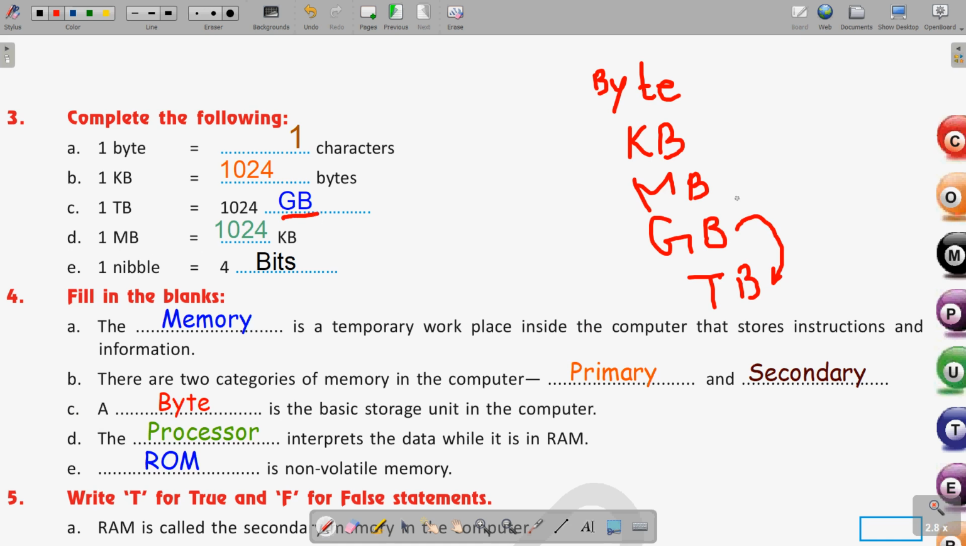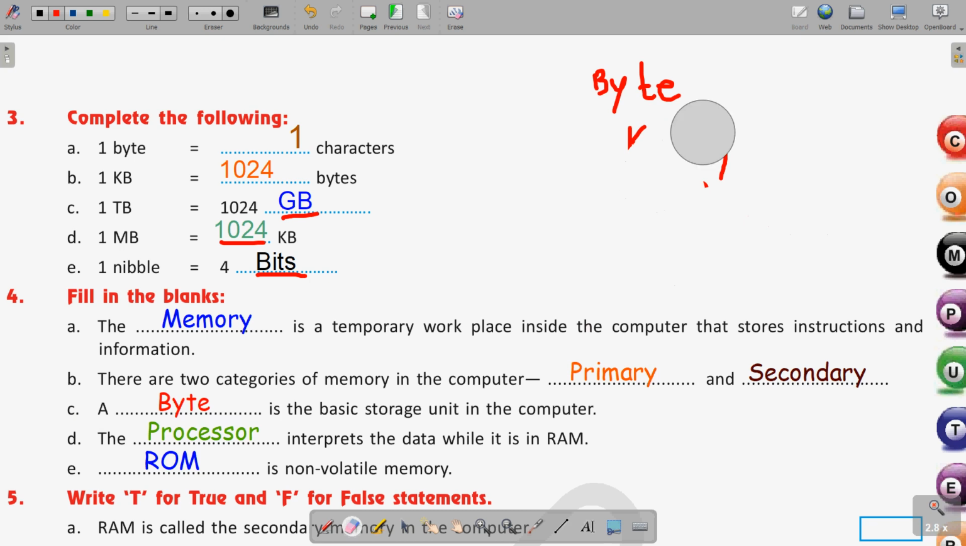Then 1 MB, here you can see 1 MB is 1024 of the previous one, that is kilobyte. Clear? So here we need to write 1024. Then 1 nibble, we have already seen that a group of different bits, a group of 4 bits, is called 1 nibble. So here the answer will be bits, and a group of 8 bits is called 1 byte. Clear? Okay, now move to the next question, that is filling the blanks.